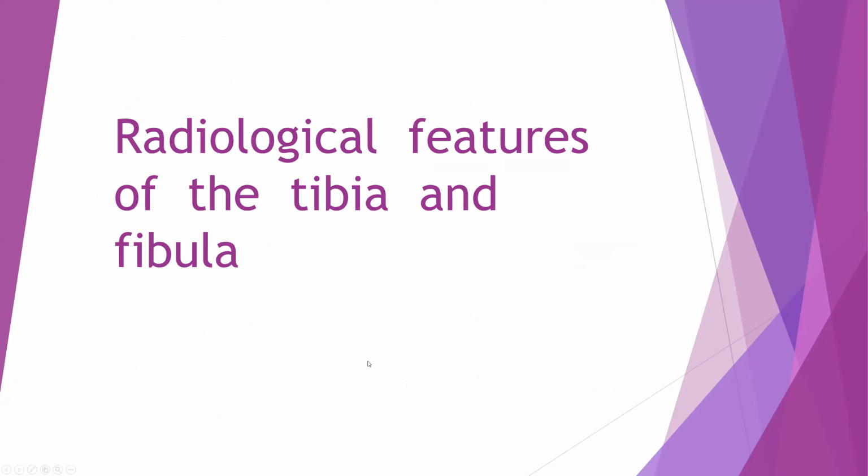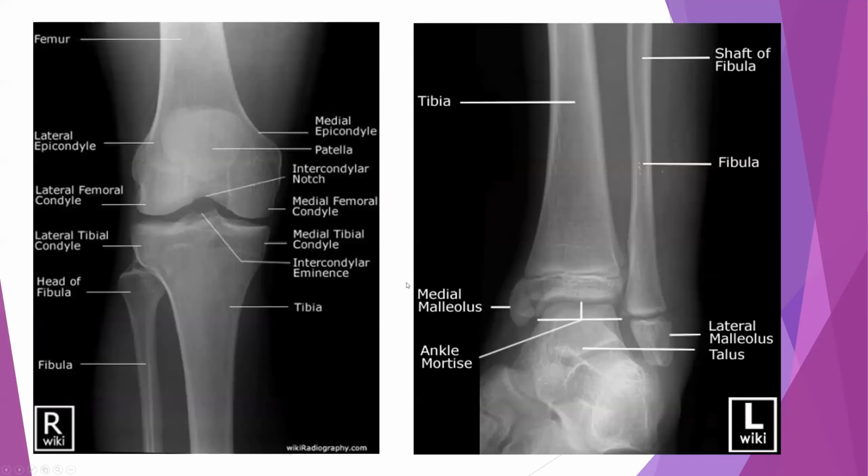Radiological features of the tibia and fibula. This is the AP view and lateral view. Here we see the lateral epicondyle and medial epicondyle, lateral condyle, medial condyle of the femur. This is the intercondylar eminence of the tibial bone, and this is the head of the fibula. This is the patella.